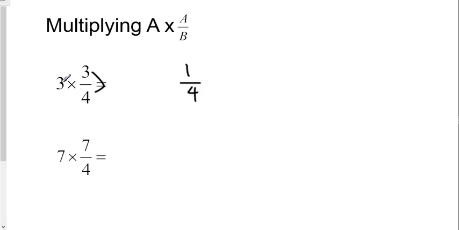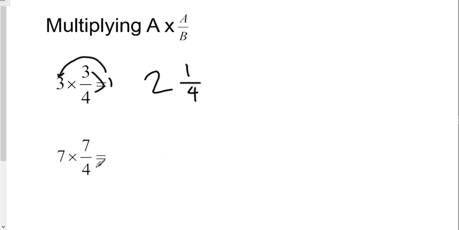Then, 3/4 is less than 1. So when you multiply 3/4 by 3, your answer is going to be less than 3, obviously. So when the numerator is smaller than the denominator, you're going to take the difference and subtract it from the whole number. So 3 minus the difference of 1, 3 minus 1 is 2, and your answer is 2 1/4.